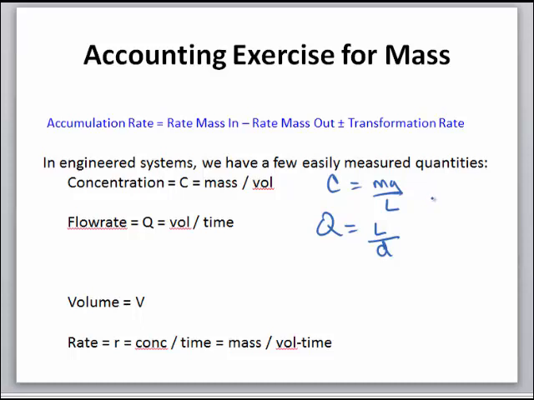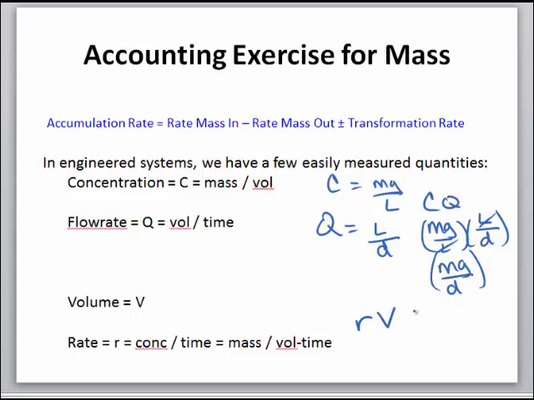When you multiply C times Q, you can see that the units cancel out such that you're left with mass per time. For reaction rates, the rate term is given units of concentration per time, or mass per volume time. When you multiply rate times volume, you'll see that the concentrations yield mass per time.